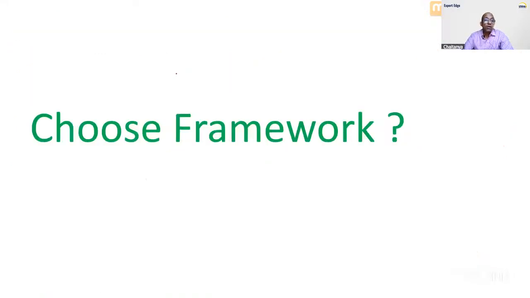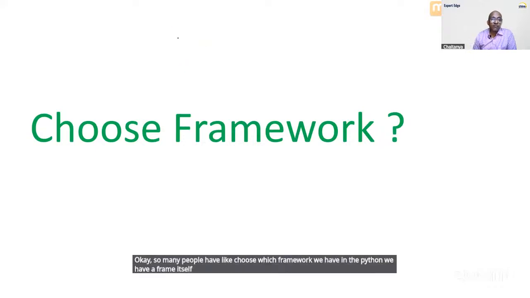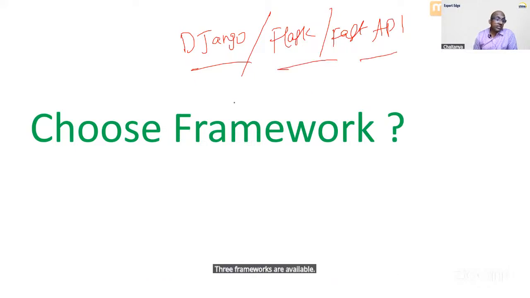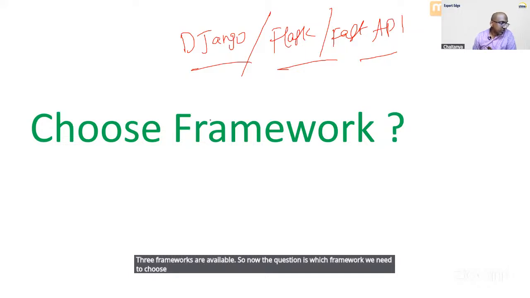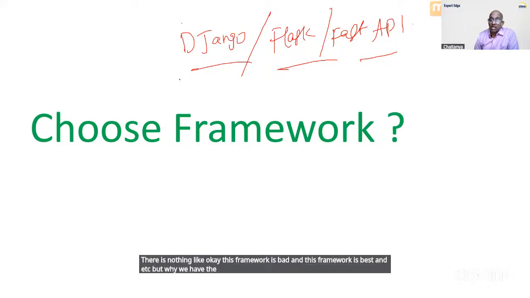Okay, so many people ask which framework to choose. In Python, what are the frameworks? Django is one framework I mentioned for web development, and there are Flask and FastAPI. Three frameworks are available, so now the question is, which framework do we need to choose? All frameworks are good. There is nothing like this framework is bad and this framework is best. But why we have three frameworks, remember this point very clearly. Many people don't have an idea about this.